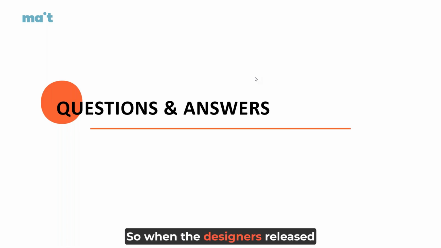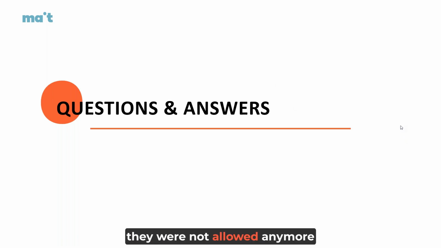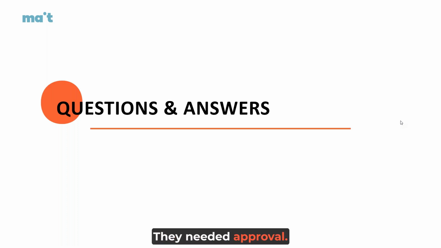When the designers released the model, a similarity search was triggered in the release process. And when Model Search found models with a rating higher than 95%, they were not allowed anymore to release the model alone. They needed approval. That's the first example.